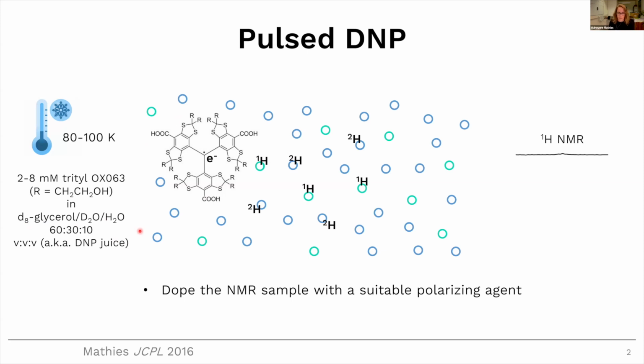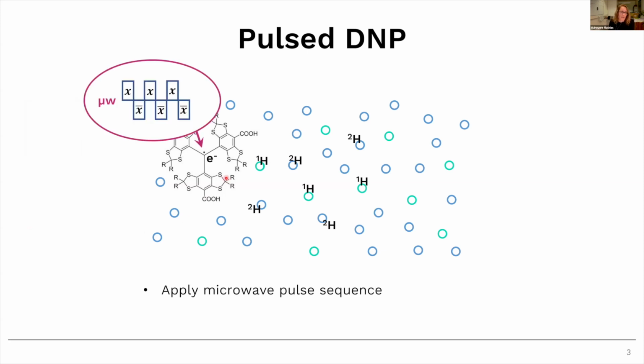known as DNP juice. What we do then is we apply a microwave pulse sequence, and that will induce a transfer of electron spin polarization to a nearby proton. Depending on the sequence, this can take from a few hundred nanoseconds to a few microseconds.